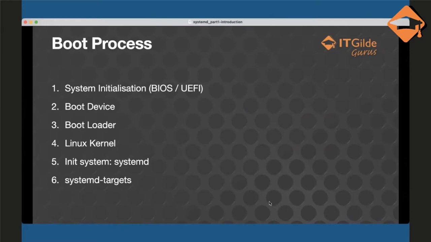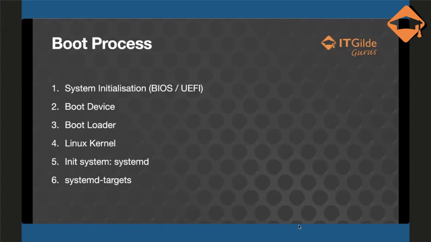Systemd handles boot and service management processes using targets. The target files in systemd are used for grouping different boot units and startup synchronization processes. More about targets later on in this course.